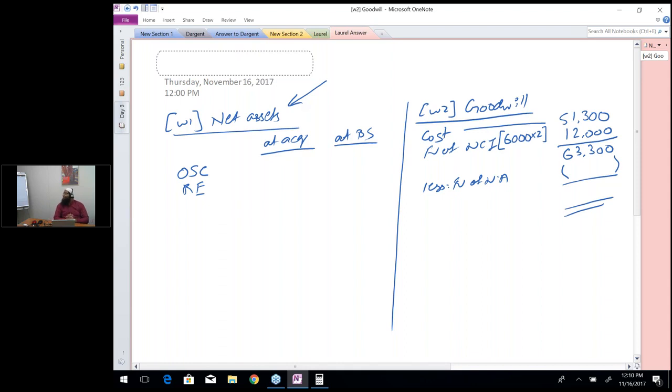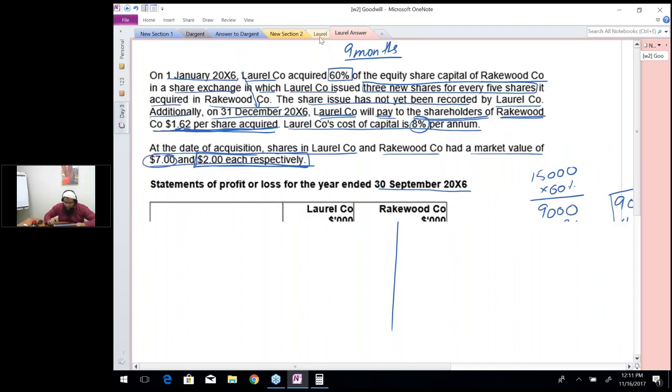Any confusion so far? Simran is saying, what's the one below the cost? Fair value. Simran, this is fair value. Okay, and Cooley is saying the net assets. Yes, the net assets we are still going to calculate, and then we are going to get the goodwill.